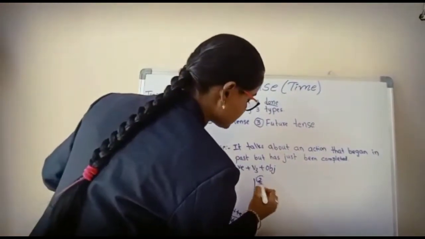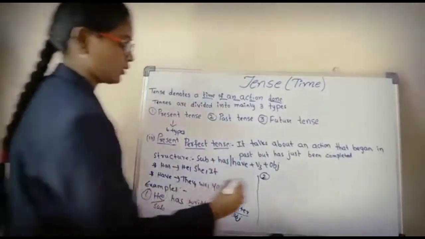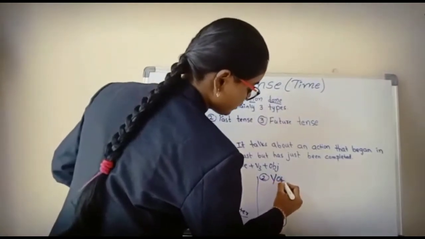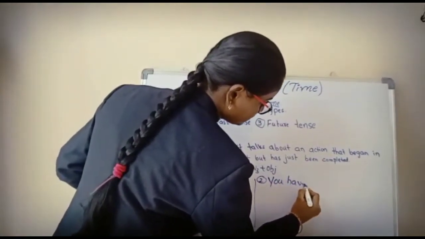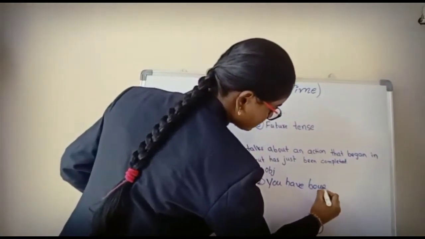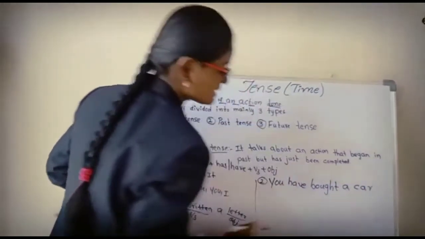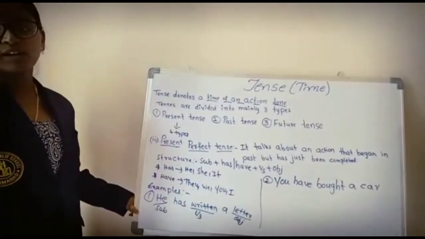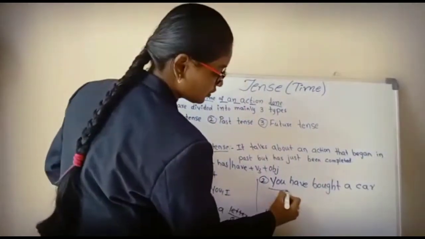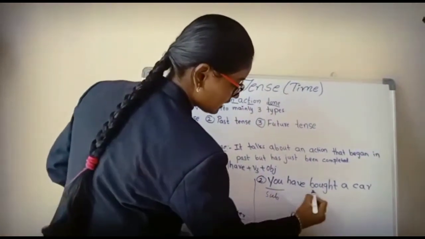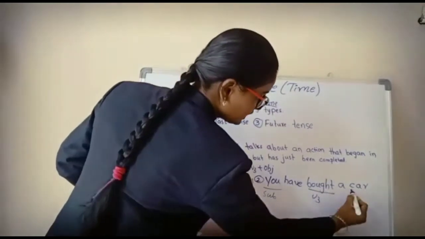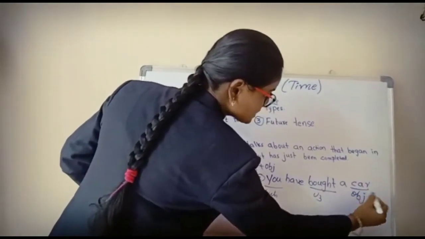Then now I am using second example by using have. So you have bought a car. Second example, you have bought a car. Here you is subject and bought is V3 and car is object.